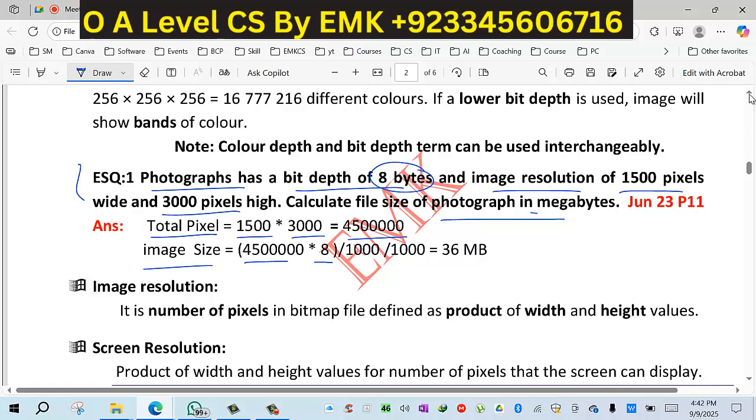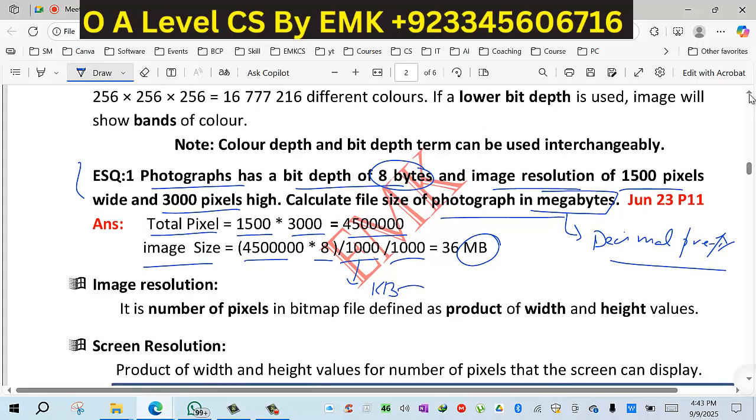But you have to convert your answer into megabyte. Here it is a denary prefix or decimal prefix. So what you need to do, you need to divide by 1000, again 1000. When you divide it by 1000, your answer will be in kilobyte. And when you want to convert the answer into megabyte, you need to divide it again by 1000 so that your answer should be in megabyte. Understood or not, beta? Yes. Okay.